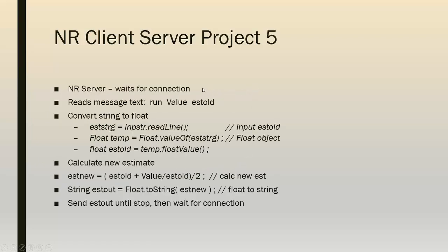The server waits for a connection, and when it receives run value est old, it then moves down and converts the values coming in. In this example here, it reads in the estimate string, and the string is converted to a float value using this block of code. Here we've got the calculation that I've described on the preceding slide. The new estimate is then converted back using this arrangement here to a string, and then the string is sent back. So it's strings that are sent in both directions.